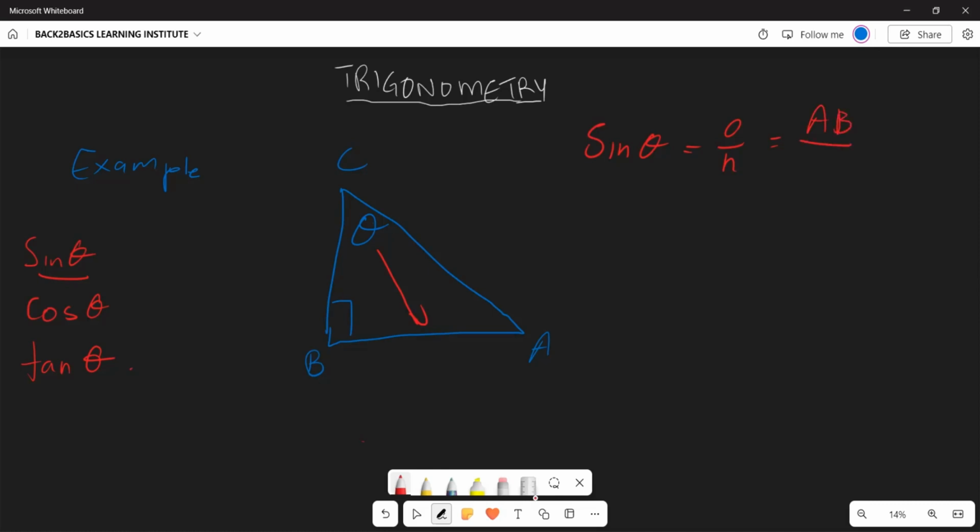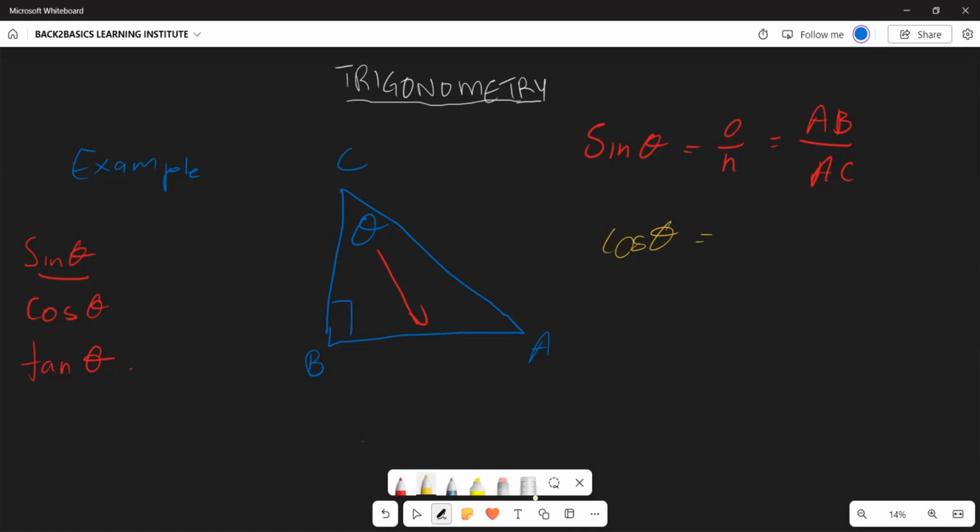And the side that is going to be your hypotenuse, in this case, is still your side what? Your side AC. So it's still going to be your AC. Okay. Now let's look at the second one, which is your cos of theta.